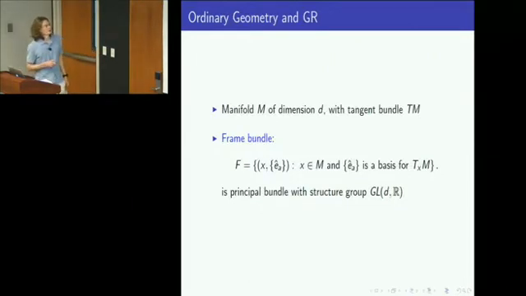So we have a manifold M of dimension D with a tangent bundle TM. And something we can think about is the frame bundle, which is the fiber bundle whose fiber is the set of frames on the tangent bundle at each point. This is a principal bundle with structure group GL(D).